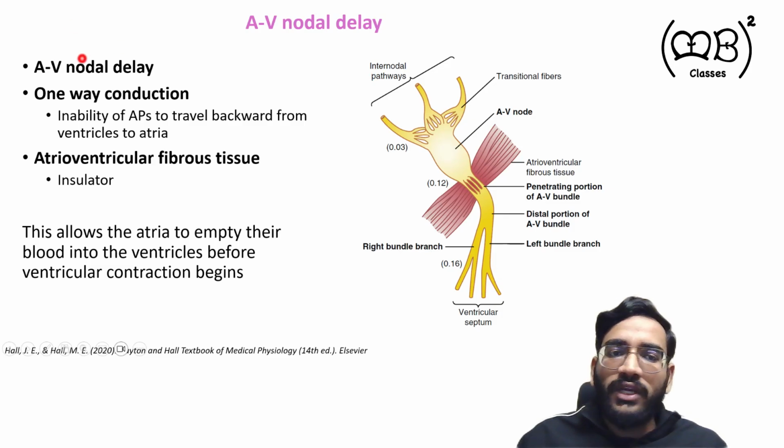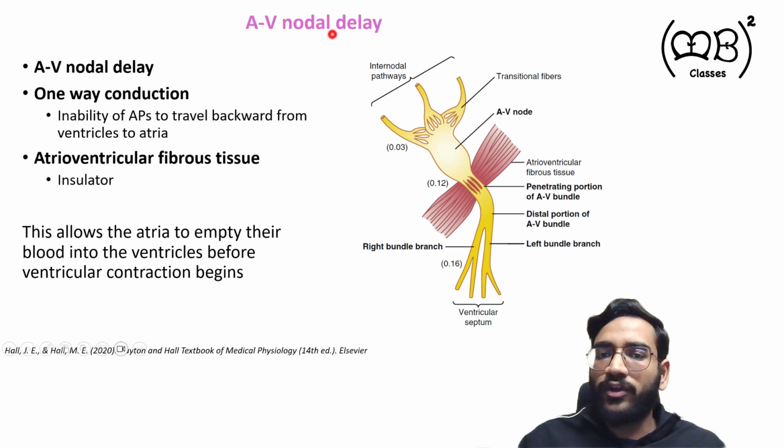So the AV nodal delay is because of the diminished number of gap junctions present in the AV node. If we take the impulse starting from the SA node as point 0, it will take 0.03 seconds to reach the AV node via the internodal pathways and the transitional fibers. Then it will take about 0.09, about 0.1 seconds in the AV node itself. So that is known as the AV nodal delay.